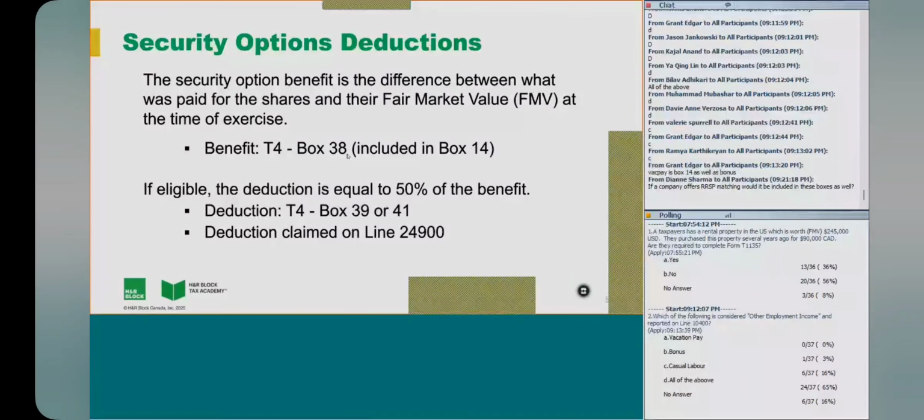Fairly straightforward. Security options deduction is for stock options, and for anyone who's unfamiliar, this is when a company gives you an option to purchase stock at a set price and then exercise it in the future. So the benefit is the difference between that price and the fair market value at the time of the exercise. The benefit, if any, is in box 38 of the T4 and is included in box 14. Under some circumstances, 50% of this can be deducted, and if so, it'll show up in box 39 or 41, and the deduction is claimed on line 24900.